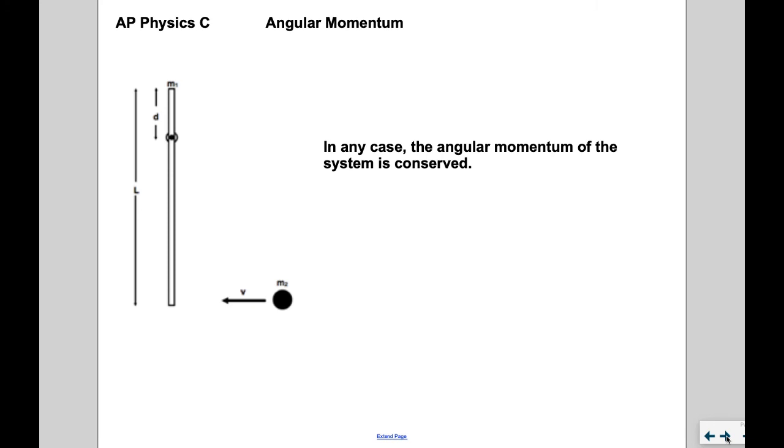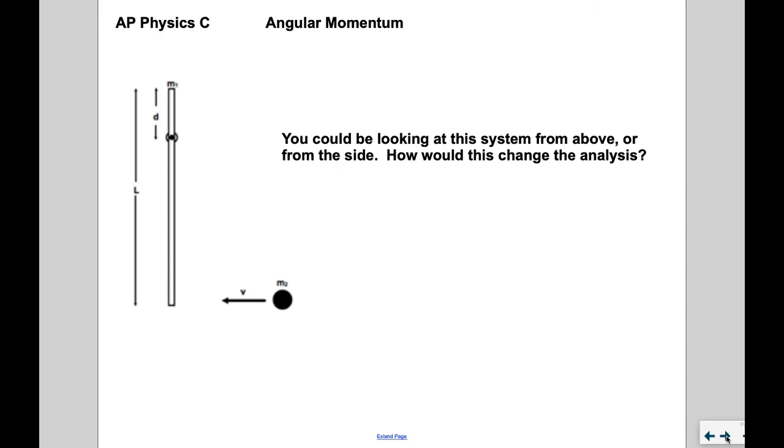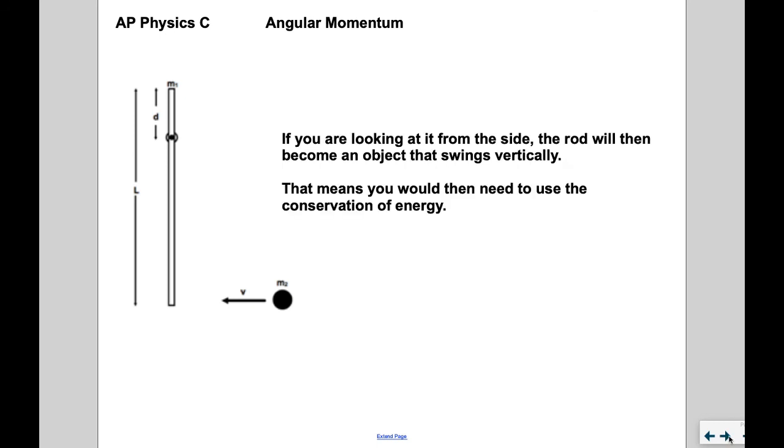And again, depending on if the collision is bouncy or completely inelastic, we may have different conditions before and after, but the angular momentum is conserved. You could conceivably be looking at this system from above, in which case the rod is going to rotate in a horizontal plane, or you could be looking at it from the side. We want to talk a little bit about how the analysis would change.